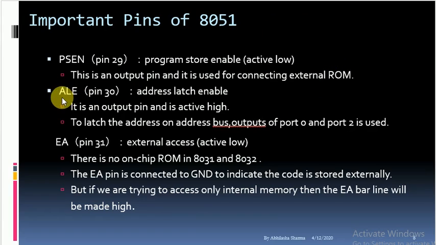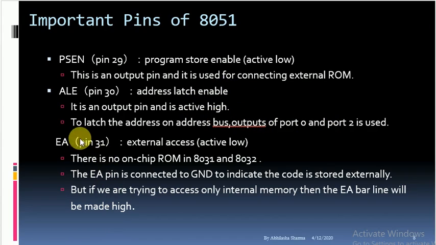What is the next pin? This is ALE. ALE implies address latch enable. This is pin number 30. Basically it is used to latch the address on the address bus with the help of port 0 and port 2. As we have already discussed, port 0 is used for carrying the lower order address bits, and port 2 is used for carrying the higher order address bits. So with the help of these two ports, we can latch the address on the address bus.